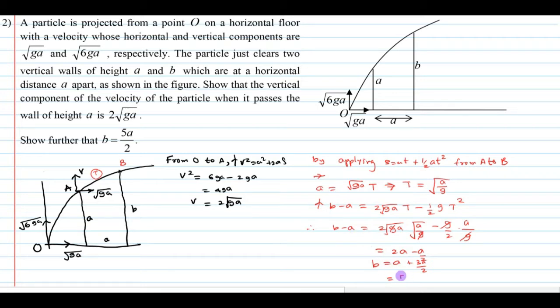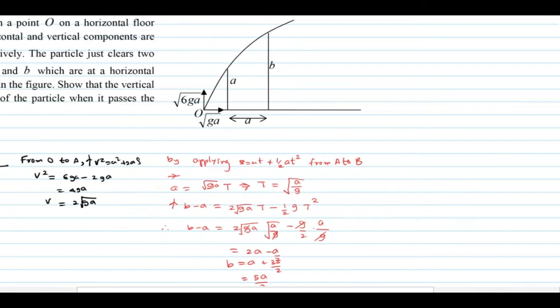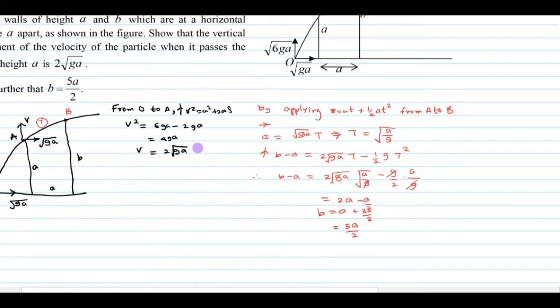5A over 2. Let's consider the marks. 5 marks given for this equation, 5 marks given for this equation, 5 marks given for this t, 5 marks given for this equation, and 5 marks given for the final answer.